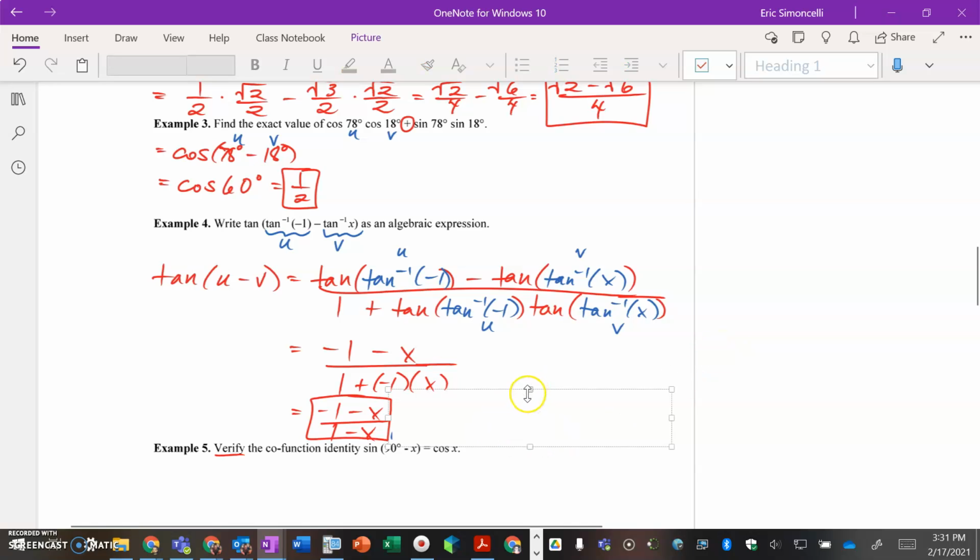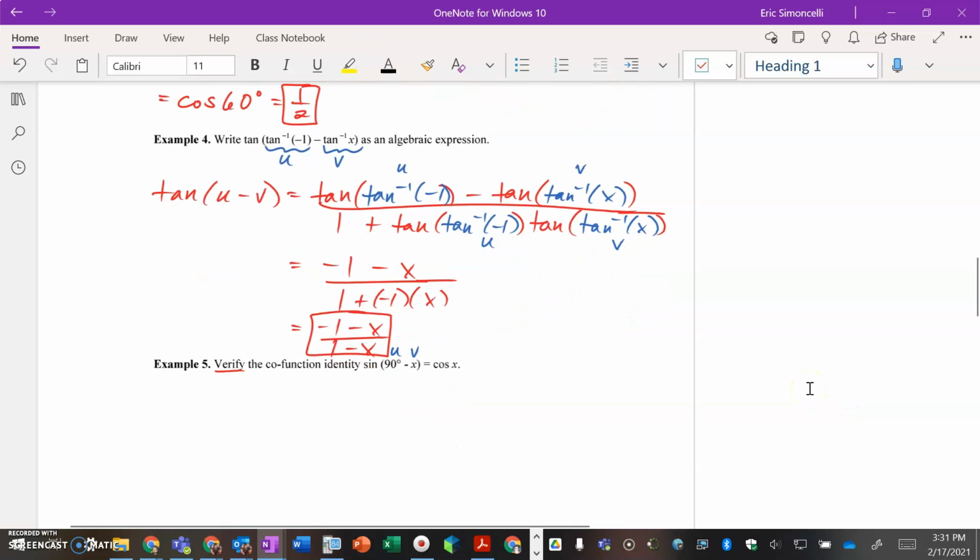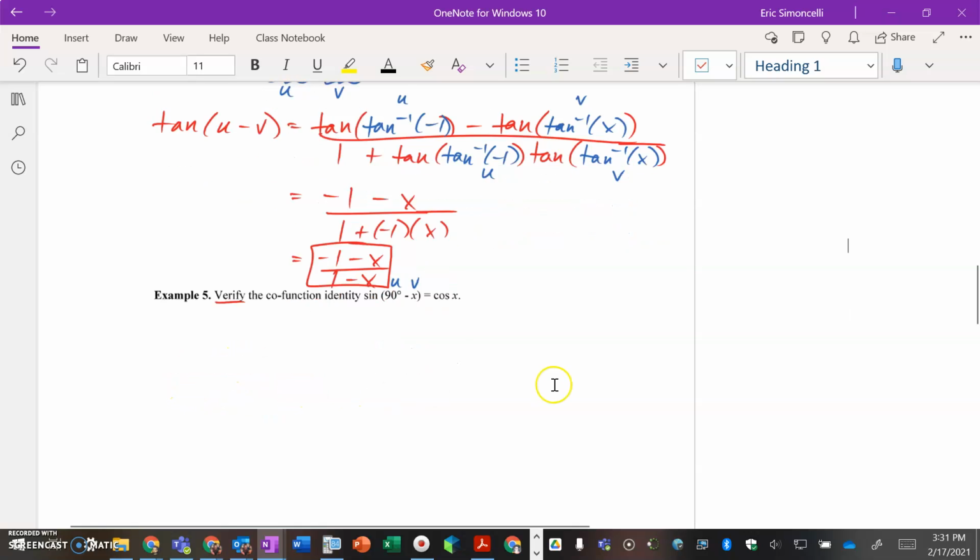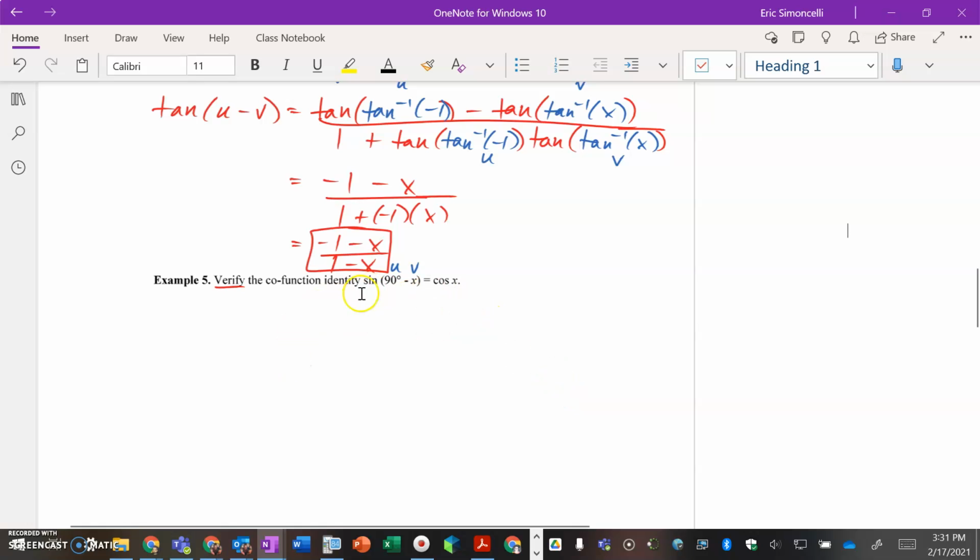Okay, moving forward. For the next problem, I'll uncover what I know u and v to be already. It says verify the cofunction identity sine of 90 minus x equals cosine of x. Now the language here is to verify, so we're going to do what we did in prior sections: pick one side of the equation and work with that to prove that it is equal to the other side. As I've noted here, u is 90, v is x.